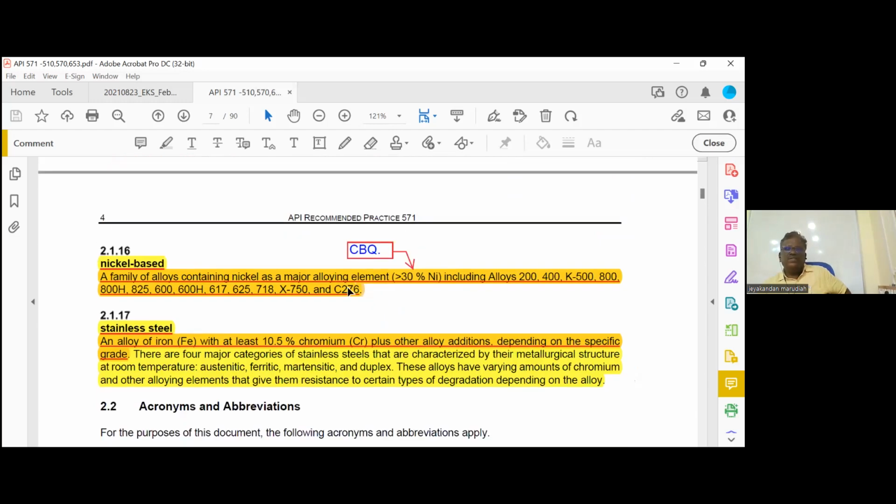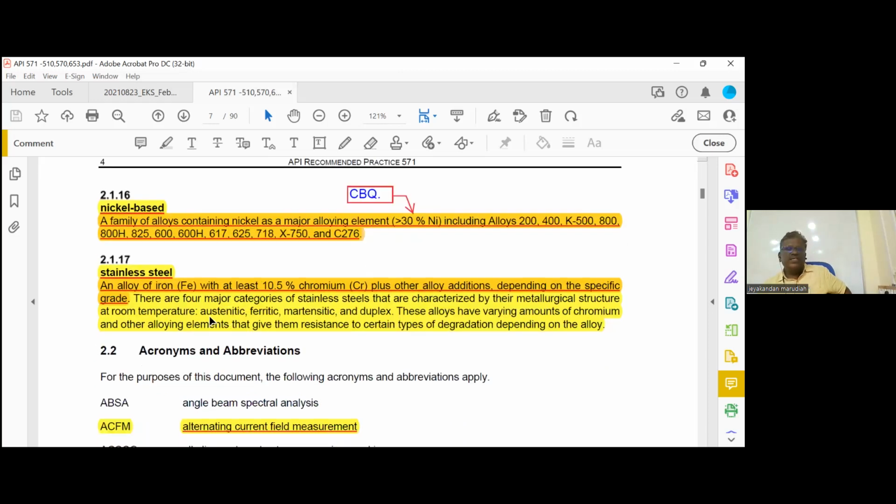Then highlight the low alloy steel line. A family of steel containing up to 9% chromium or other alloying elements, that is called low alloy steel. And martensitic, a family of steel, 400 series. Again, martensitic is 400 series. Then nickel based, another important one, it was asked in one of the closed book questions. A family of alloys containing nickel as a major element, greater than 30%. That is the exam question. Nickel alloy means the nickel content should be more than 30%. So how will you identify the nickel alloys? They will have a 3-digit number: Alloy 200, 400, 800, 600, all these things. Stainless steel is an alloy of iron with at least 10.5% chromium plus other additions depending on the specific grade. Generally, it will have chromium and nickel.